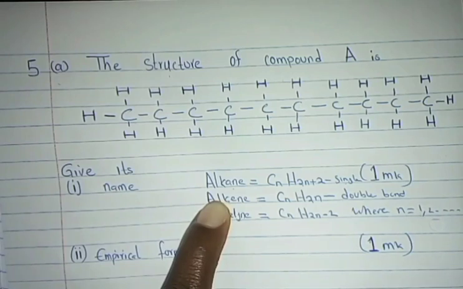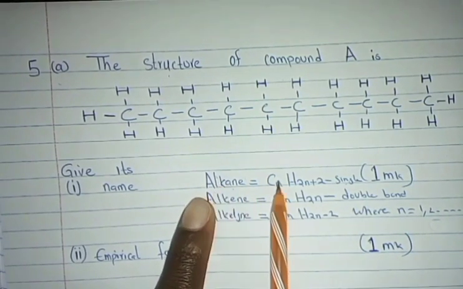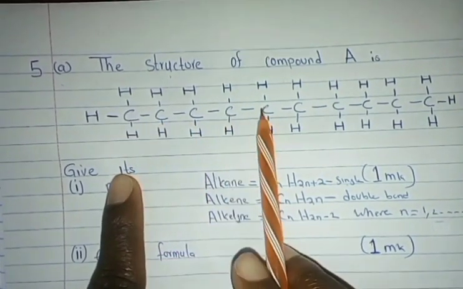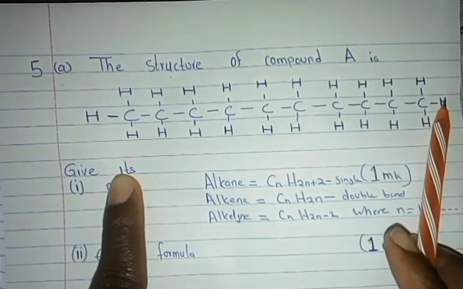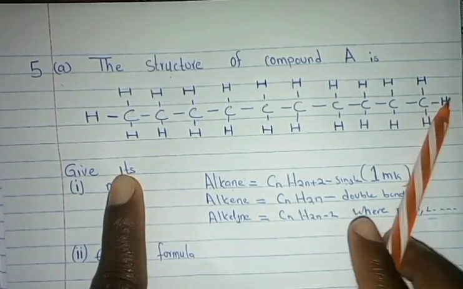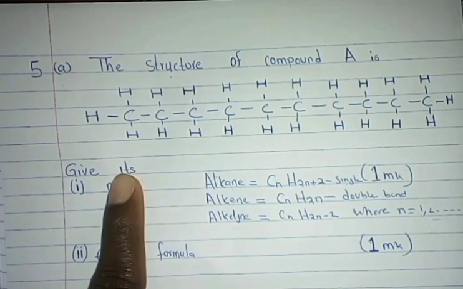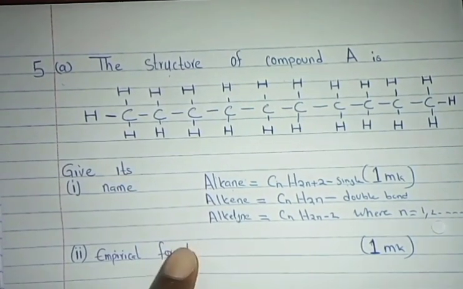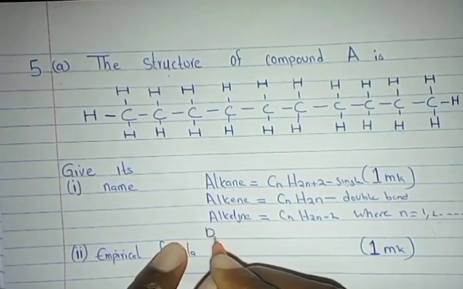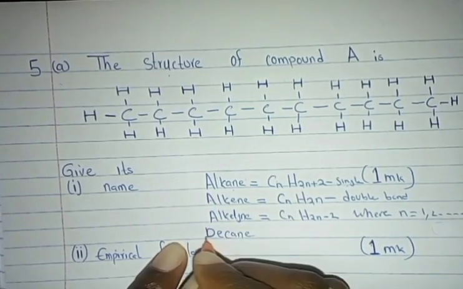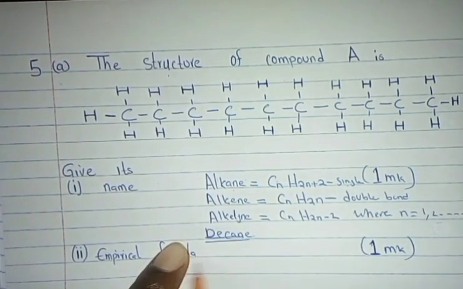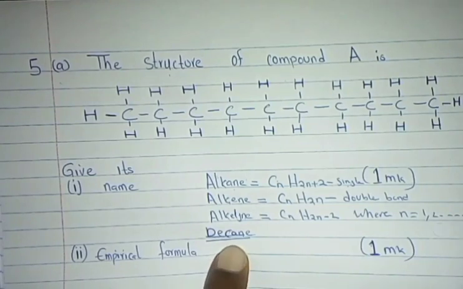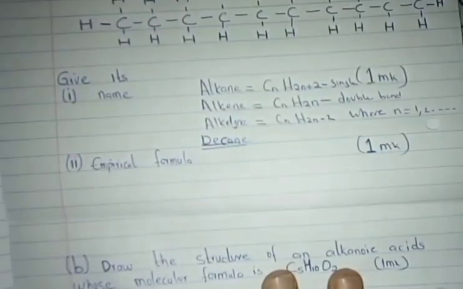So we count the number of carbons because we have known the group, it is alkane, where CnH2n+2. So we count the number of carbons, that is 1, 2, 3, 4, 5, 6, 7, 8, 9, 10. Now because there are 10 carbons, each with single bonds bonded to hydrogen, we know the name should be decane. Decane, that is number 10. So the name is decane. Okay, let's go back to the other part.